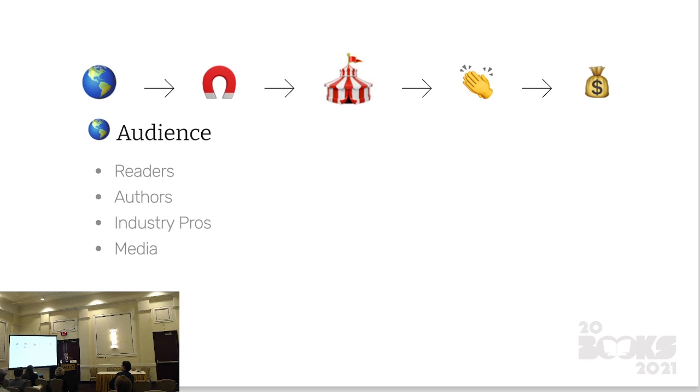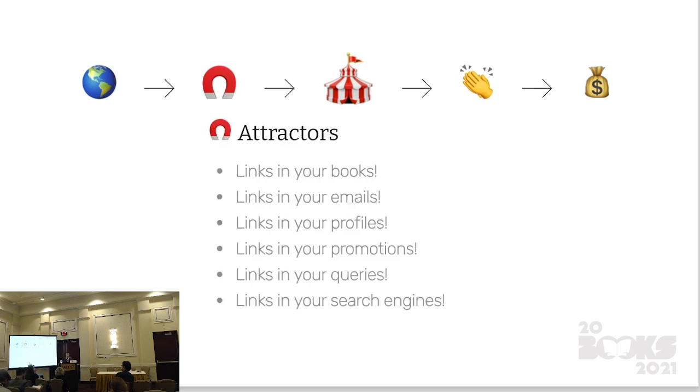So for that, you need attractors. And in the case of the internet, those attractors are going to be links in your books, links in your emails, links in your profiles, links in your promotions, links in your queries, and links in your search engines. Now, it's worth pointing out that having a website isn't enough. You have to link to it, and you should link to it everywhere. Your website is the canonical source of information about what you have to offer all of these audiences.